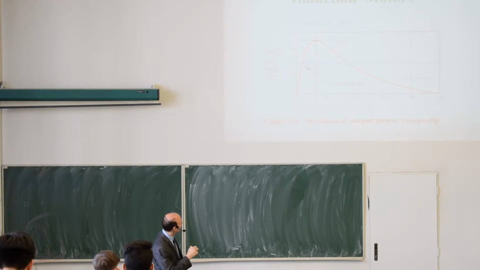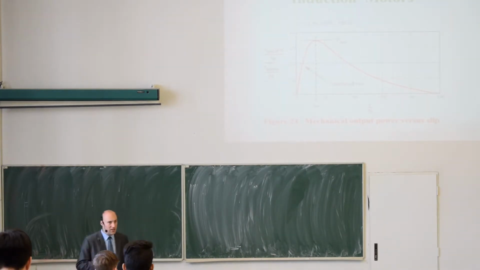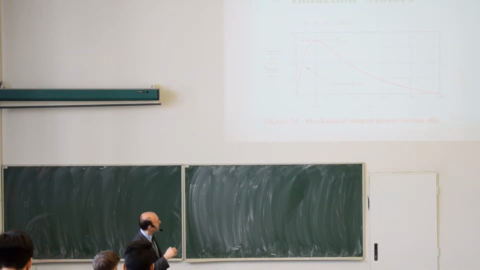This chart continues all the way to slip 100%. Slip 100% means standstill, the motor is blocked or it's just starting, and the power of the motor is moving along this characteristic. So the power that you can demand is slowly increasing.